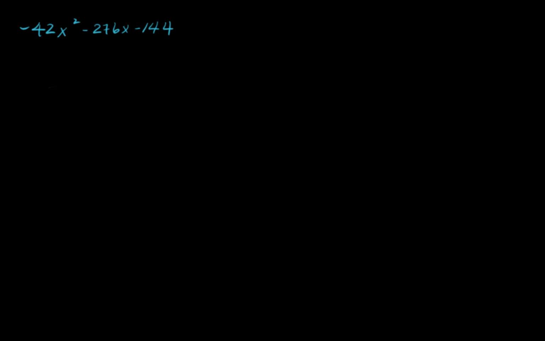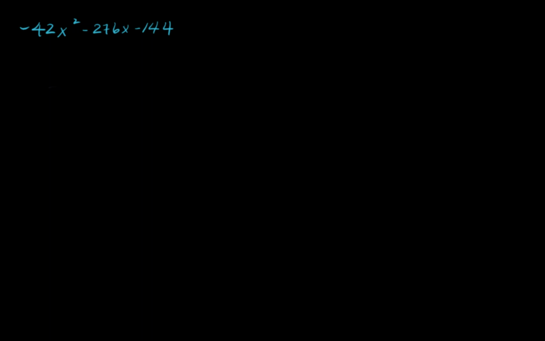Guys, I'm going to work out this problem. It's taking a trinomial and factoring it into two binomials. At first, it looks like a difficult problem. There are large numbers, negative 42, negative 276, and negative 144. But we can make the numbers smaller if we factor out a greatest common factor.